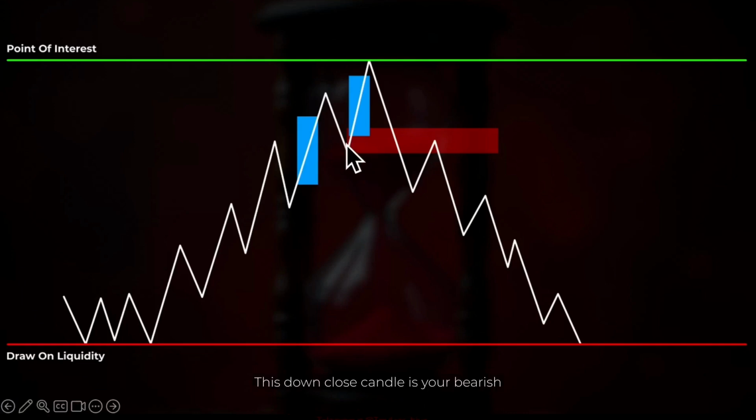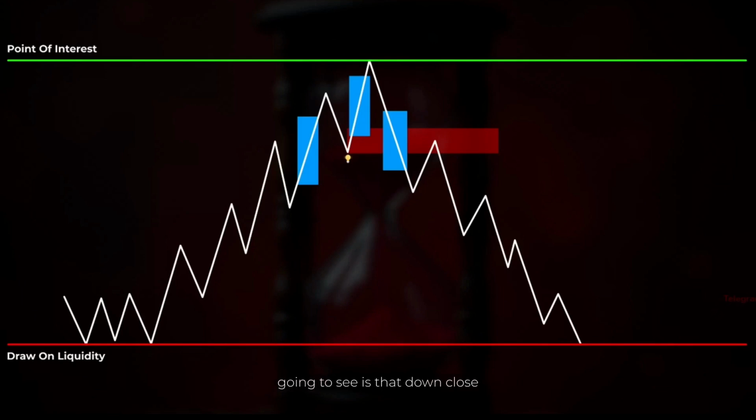This down close candle is your bearish breaker, and we anticipate that it's likely going to function as resistance on price. It has to in order for the order flow to remain bearish. When we pay attention to that down close candle, what you're likely going to see is that down close candle being displaced through by an imbalance, specifically a bearish survival gap, a CB. Meaning throughout this expansion leg lower, you are going to see an imbalance being created right here.